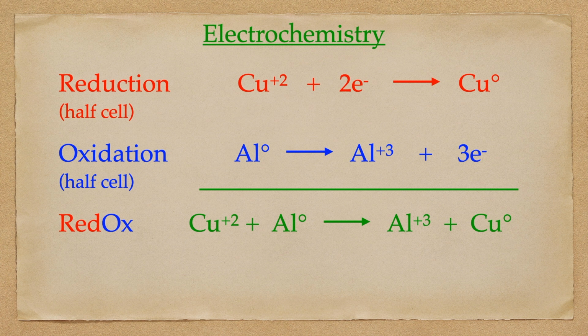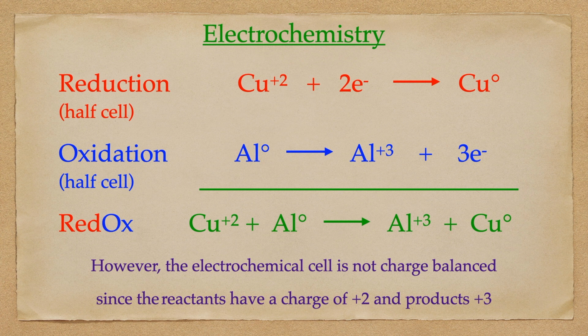This spontaneous redox reaction will produce aluminum ions and copper metal. However, this electrochemical cell is not charge balanced. It's matter balanced, 1 copper, 1 aluminum makes 1 copper and 1 aluminum, but the copper has a 2+ charge and aluminum has a 3+ charge.